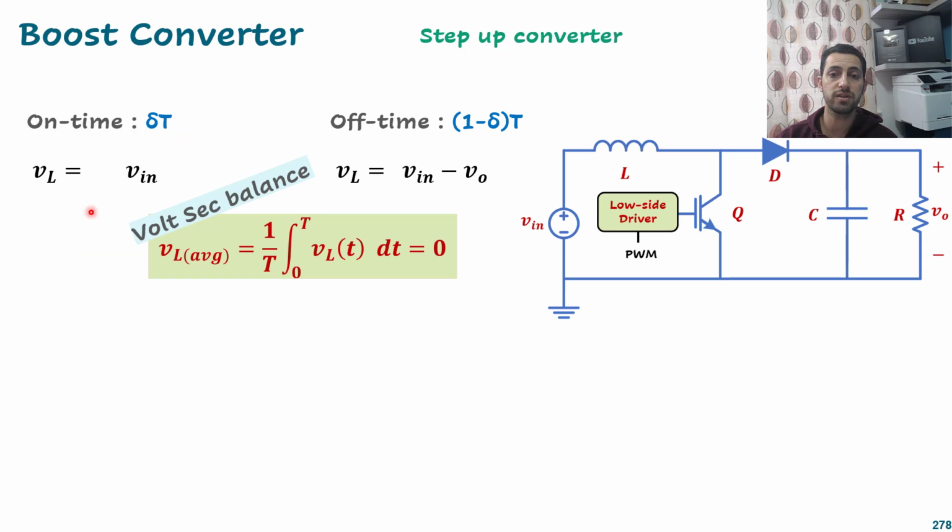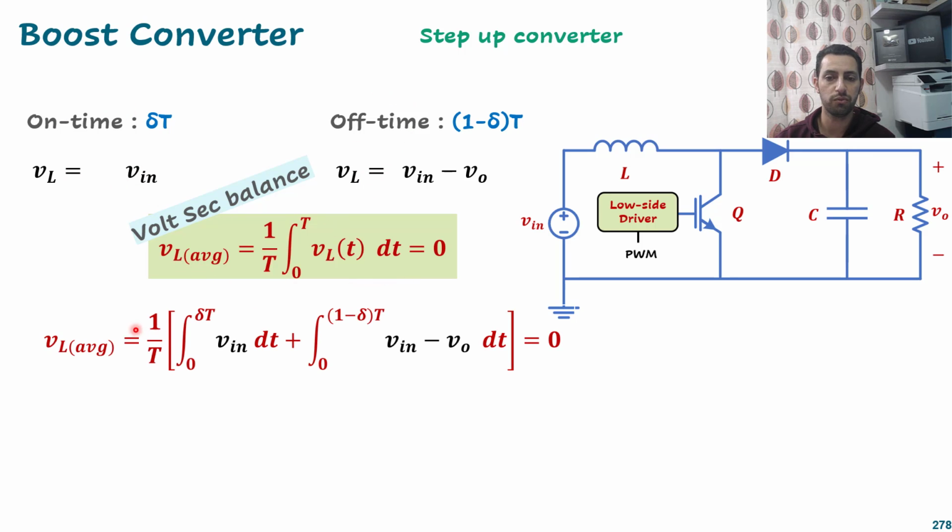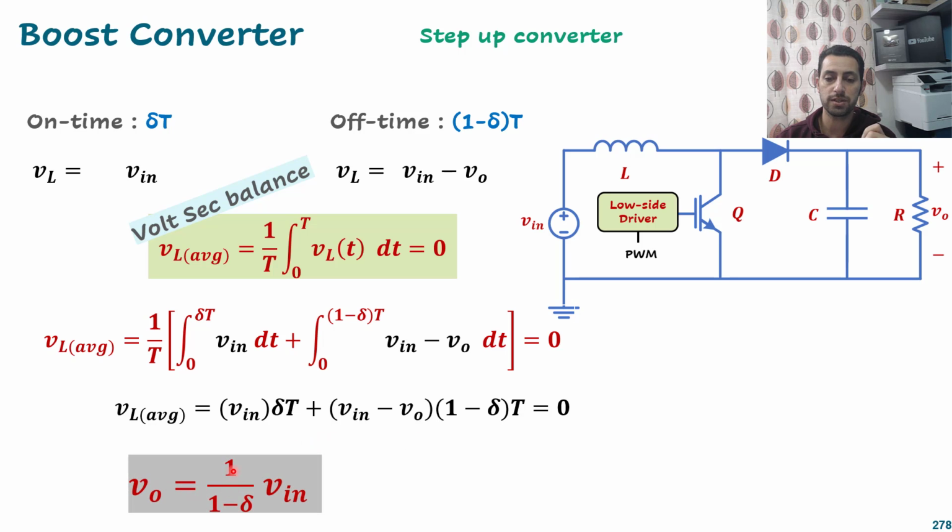I think we have to use the voltage-second balance to integrate these two values over the times, and then we get the average value of the input and output, okay? So by using this law, we have the on-time value and off-time value. We just average them by the same integration. So from 0 to delta T, we have V input here. And from 0 to 1 minus delta T, we have this value, and we integrate that. And after getting the result, I think you will get V output equals 1 divided by 1 minus delta times V input. Okay, so this is another relation.